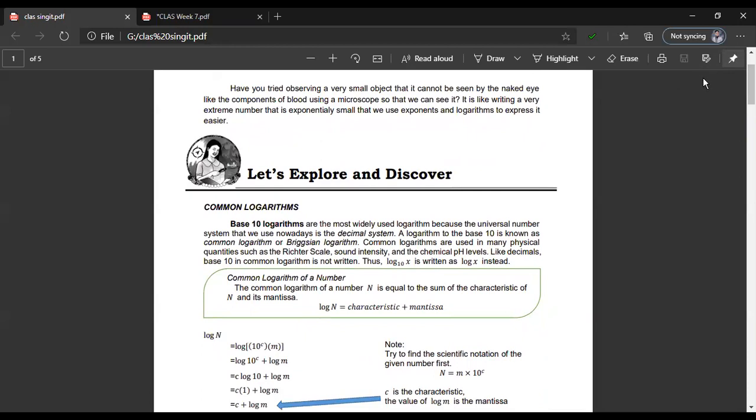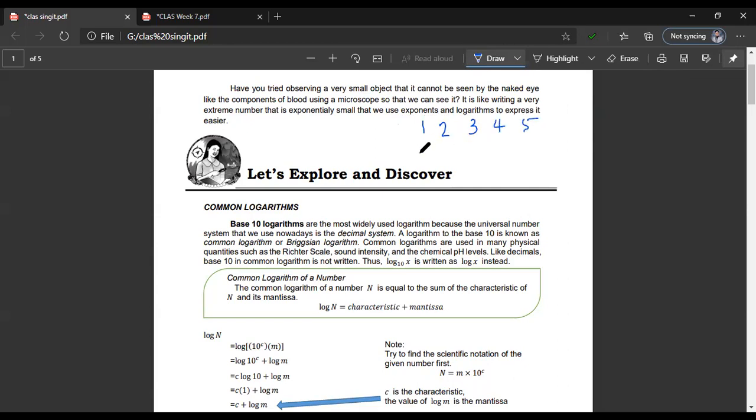So we have the common logarithm. So common logarithm, as I said a while ago, has the base 10. So common logarithms are also called base 10 logarithms. And it's actually the most widely used logarithm. Why? Because it's universal. And we all know that the universal number system that we use is 10. Okay, to give you a trivia, how many digits do we have in our numbers? Diba? Meron tayong tinatawag na Hindu-Arabic numbers. Ito po yung mga numbers na ginagamit natin ngayon.